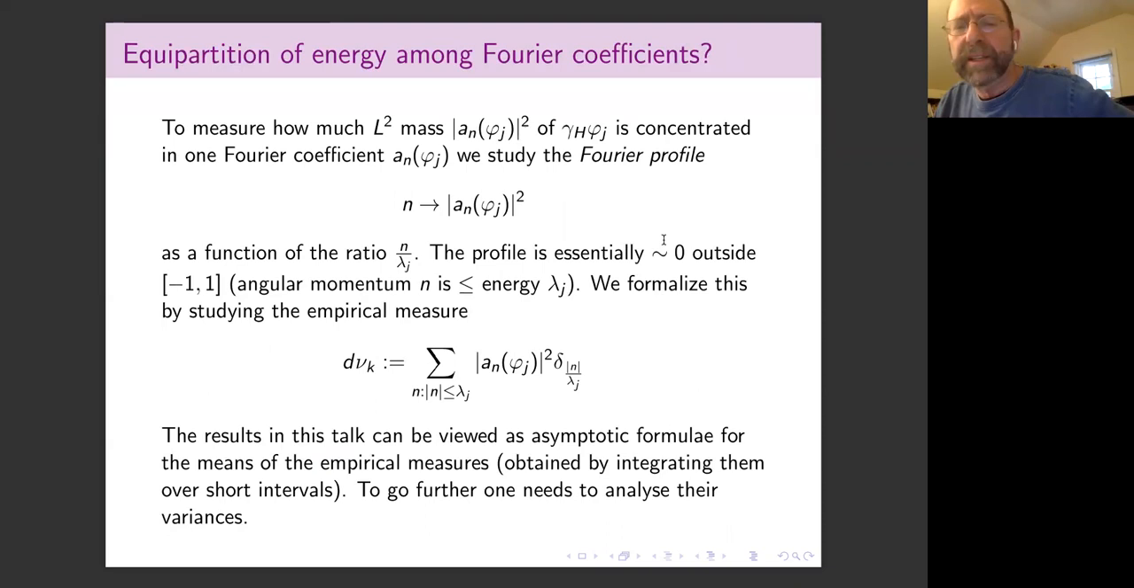The goal eventually is to understand this Fourier profile, like for restriction to a closed curve. How do these Fourier coefficients behave? Or if you want to write it out, this is a subject that Mike Geis has been writing about in his thesis as well. If you make an empirical measure out of the Fourier coefficients, what kind of weak limits does it have? And what we've done in this talk is study the expected value of this measure integrated over very short intervals. If we want to really go on and try to understand equipartition, we need to understand the variance.